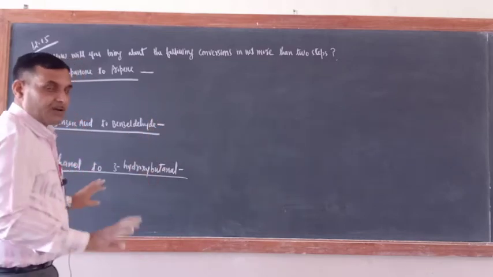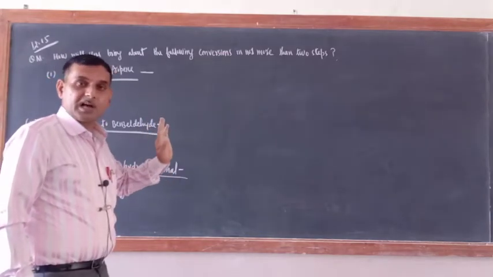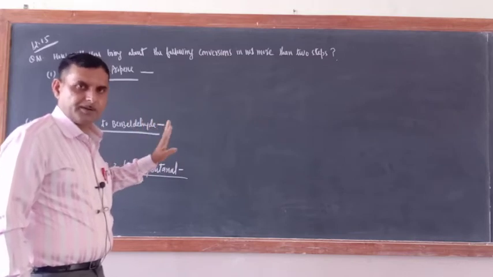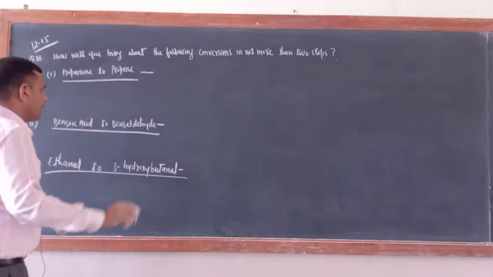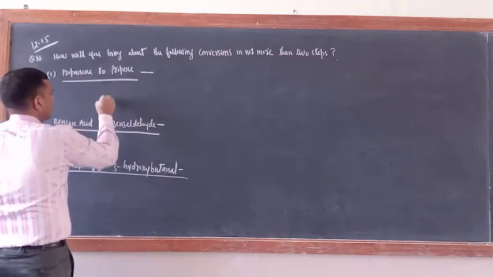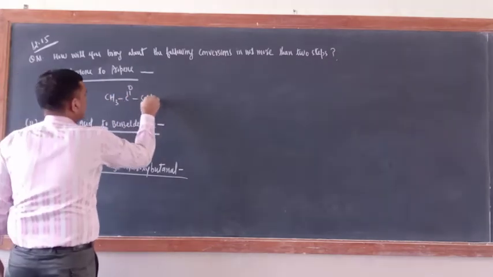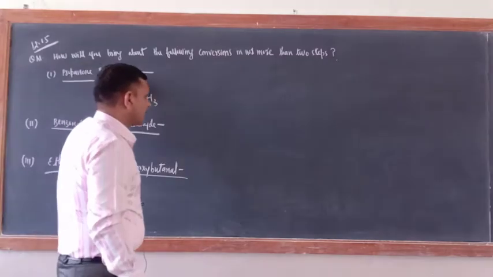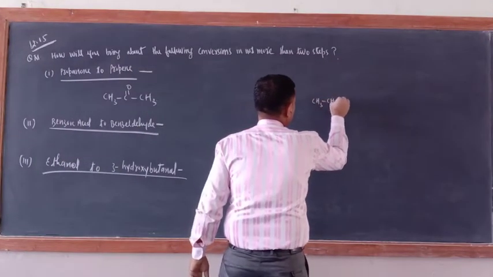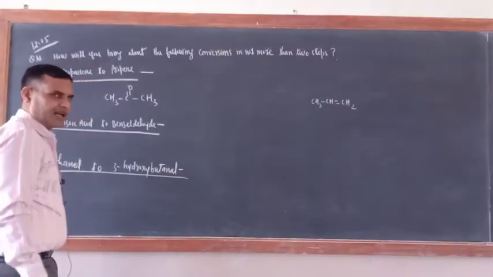Just see. Conversion is not an easy work. But if you are thorough with the concept, definitely you will work out this one. Don't worry, just see. Whenever conversion is there, first we should write the starting material, propanone, CH3 C double bond O CH3, and what you have to get? Propene. So propene means CH3 CH double bond CH2. You should get the propene. Am I correct or not?